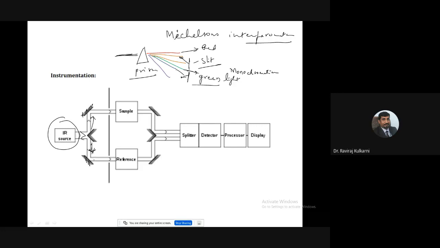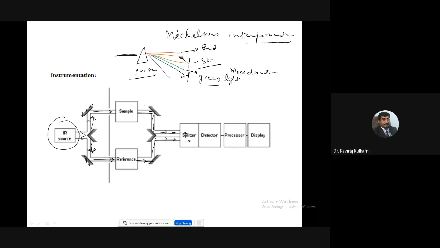So we pass this infrared light of a particular wavelength through the reference cell, where we keep the reference sample, which will not absorb the infrared light. Another beam we pass through the sample, which absorbs the light. Both the beams are sent to the detector using a beam splitter. Once it allows this light, and then it allows the other light, the detector sees both lights and takes the difference of it.